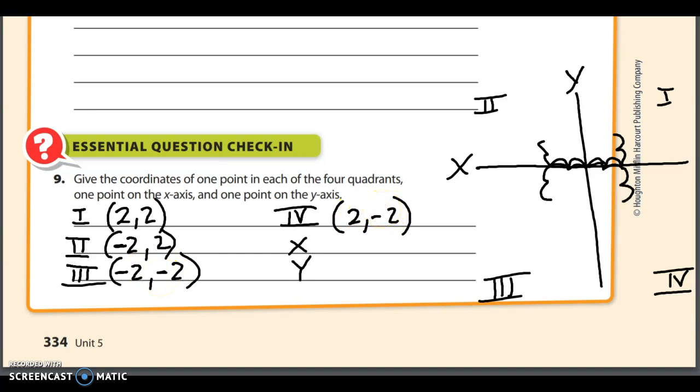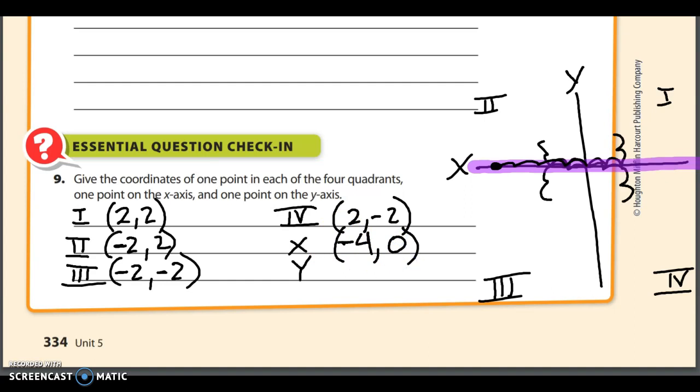All right, now how about the x-axis? How do I get a point on the x-axis? Well, how about to the left 4, 1, 2, 3, 4, and then I don't go up or down. To the left 4 would be negative 4, comma, 0.